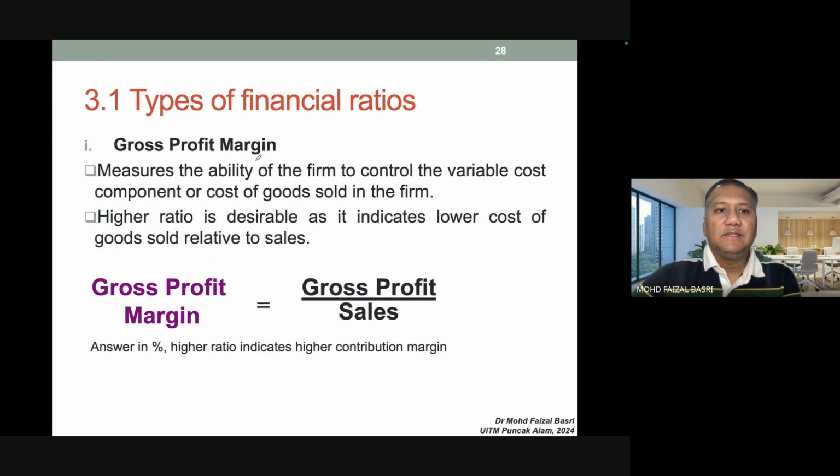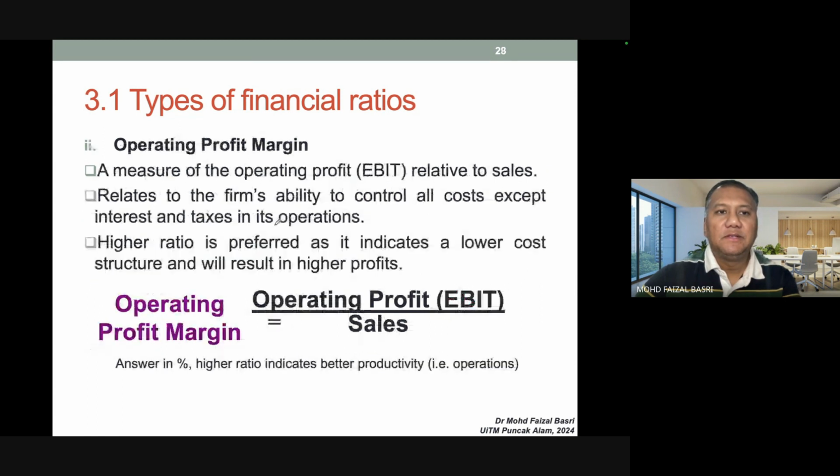So gross profit margin is gross profit divided by sales. Margin is sales, as I said. So we just take gross profit margin straight away, you just divide, then you get the formula. And this answer is in percentage, so you multiply by 100. So a higher ratio is desirable. Operating profit is the same. Operating profit is earnings before interest and tax, divided by sales, multiplied by 100.